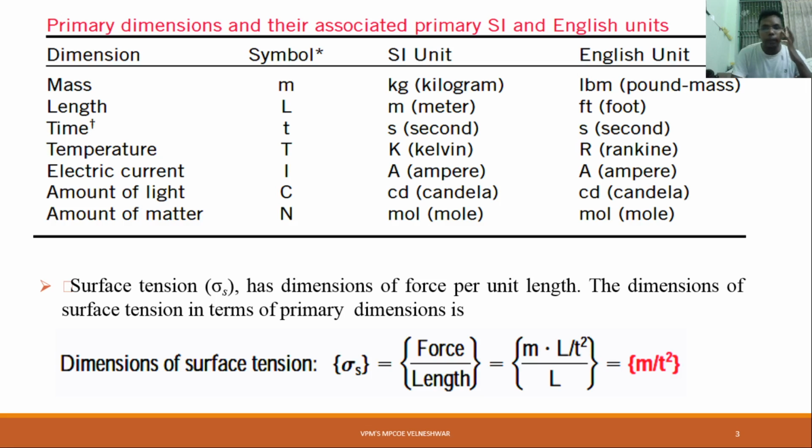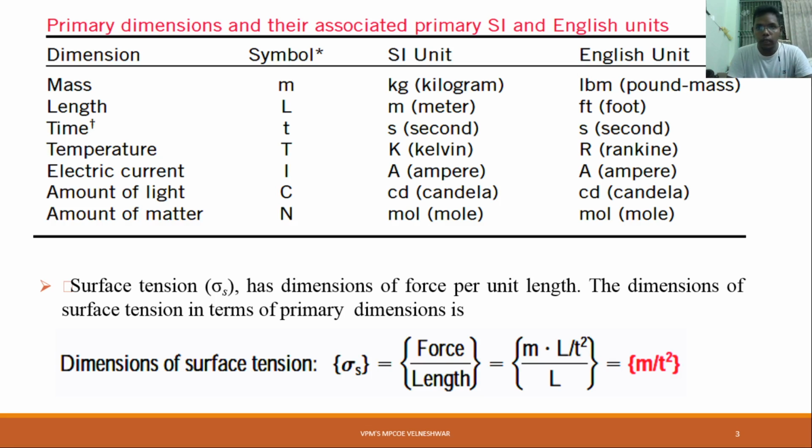Now here are some dimensions. Mass, symbol M, SI unit kilogram, English unit lbm. Length, meter, feet. Time, second. Temperature, Kelvin, Rankine. Here I have shown two units, one SI unit and another English unit. Electric current, symbol I, ampere, ampere same. Next, amount of light, candela, candela. Next, amount of matter, N, mole, mole.